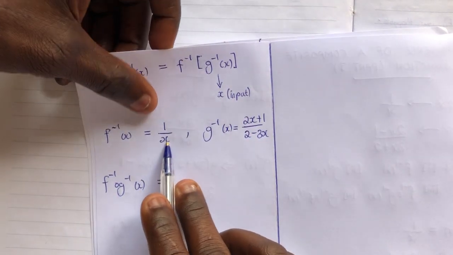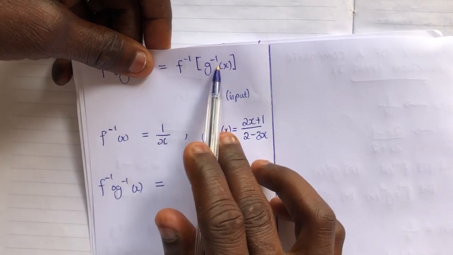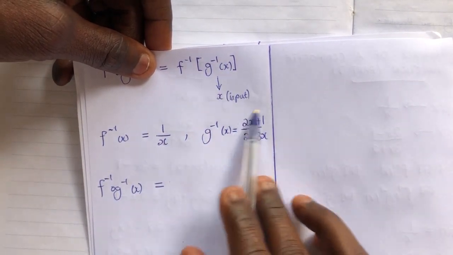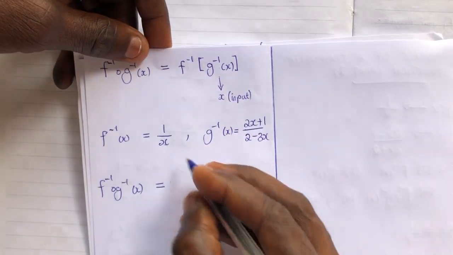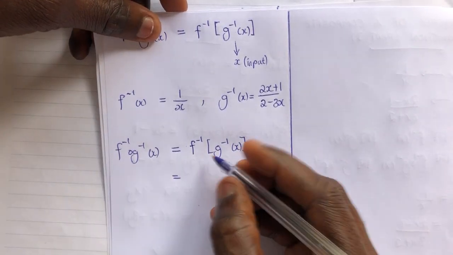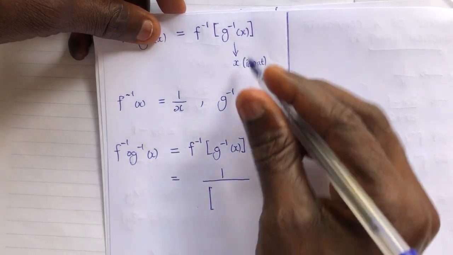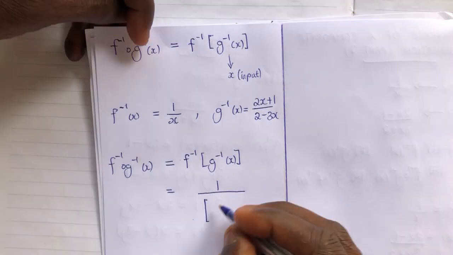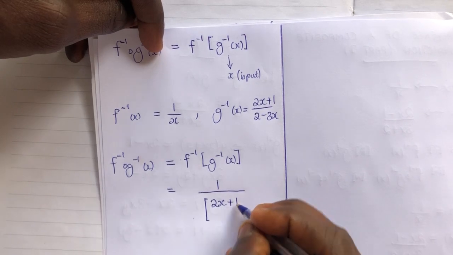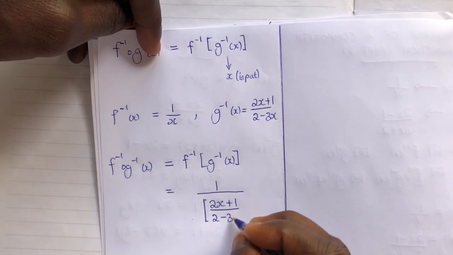So wherever we see x here, we are putting g inverse of x, everything here. So let me repeat that step. So this becomes 1, which is the f inverse function, and x will contain g inverse. So we have 2x plus 1 out of 2 minus 3x.